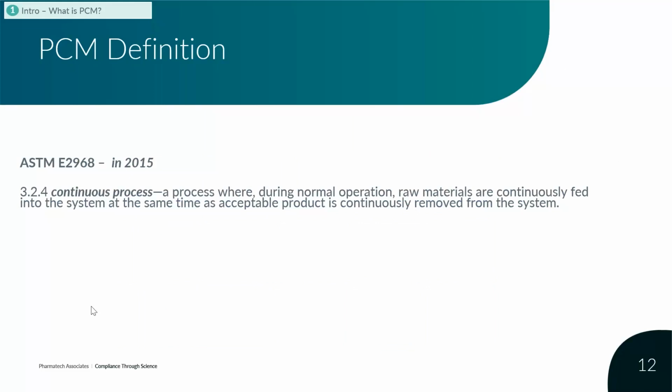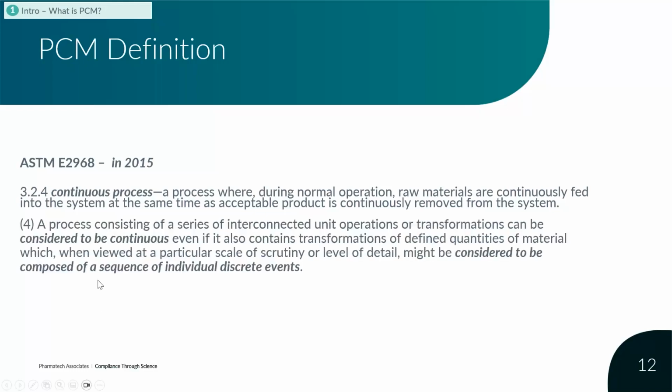A continuous process is a process where, during normal operation, raw materials are continuously fed into the system at the same time as acceptable product is continuously removed from the system. Okay, so in a nutshell, that's clear. But then the question is, what is considered really to be continuous? Because there are also unit operations which might be considered as transforming materials in a discrete way, also called semi-continuous operations.